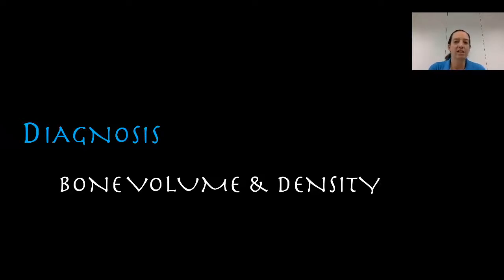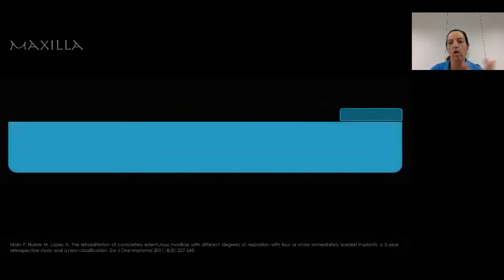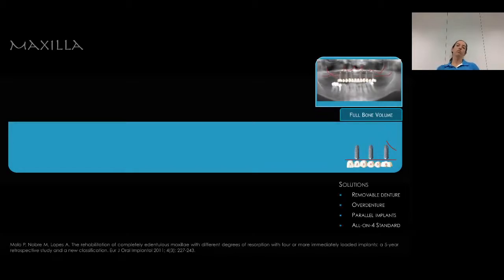Now, coming to the last part of our diagnosis, in terms of bone volume and density. What is our protocol? Well, basically from full bone volume to no bone at all. If we have a lot of bone, meaning a full bone volume in the area of the first molar, of course we can place 6 straight implants.